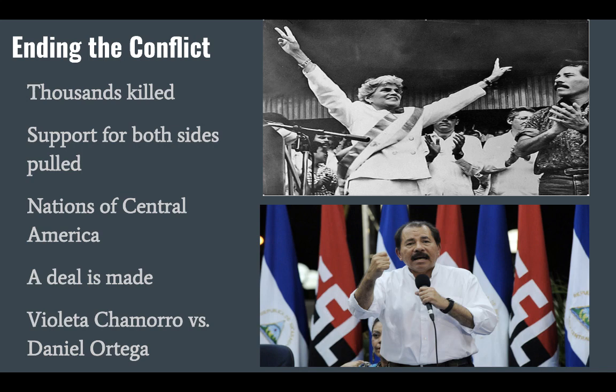He would run against Violeta Chamorro, and Violeta Chamorro would actually win, and thus the war was now a complete end. And she's actually the first female head of state anywhere in the Americas. But this is just a great example of how an internal conflict can get really expanded by nations like the US and the USSR, vying for control of different areas of the world.